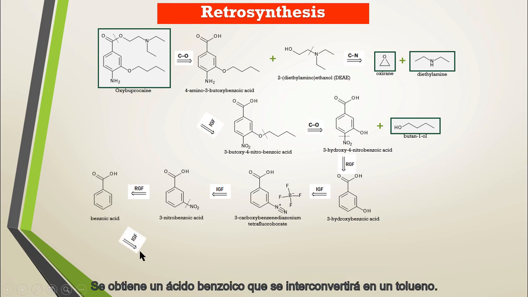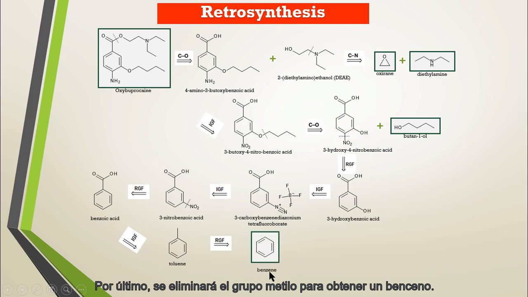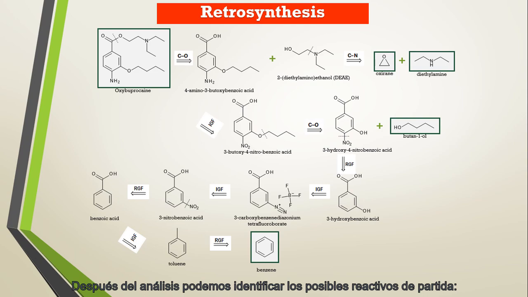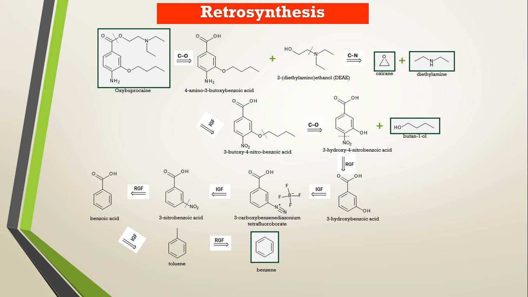A benzoic acid is obtained. It will interconvert to a toluene. Finally, the methyl group is going to be removed to get a benzene. After doing this analysis, we can identify the possible starting reagents: benzene, butan-1-ol, oxirane, and diethylamine.